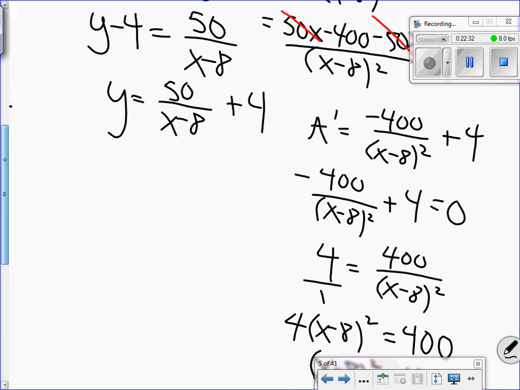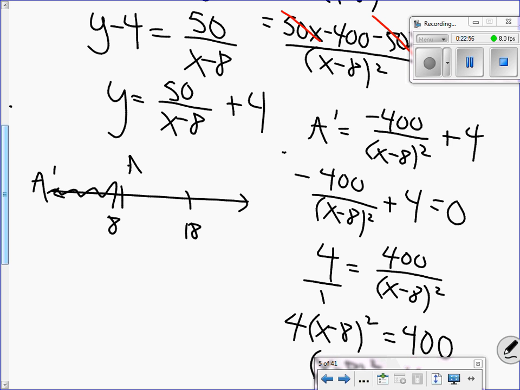So if we look, here's our A prime right here. So I'm just going to make a little A prime sign chart. It couldn't even exist for values less than 8. I don't even have to worry about that. I just want to make sure at 18 that that's a max and not a min. So give me a number that's in between 8 and 18. 10, okay. If x is 10, 10 minus 8 is 2, you square it. What's that first term going to be? Negative 400 over 4, so negative 100 plus 4 is negative 96.